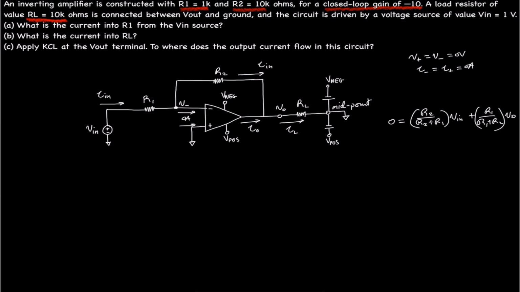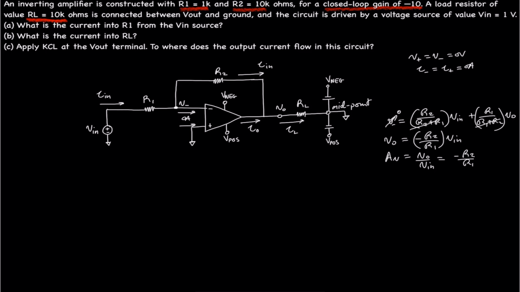That's by superposition. Because this was V minus and we set that to 0, we can then solve for Vout. If we multiply both sides of the equation by R1 plus R2, it doesn't matter which way we have them, we get that Vout is equal to negative R2 divided by R1 times Vin. The gain of our inverting amplifier is then Av equals Vout divided by Vin, which is equal to negative R2 over R1.